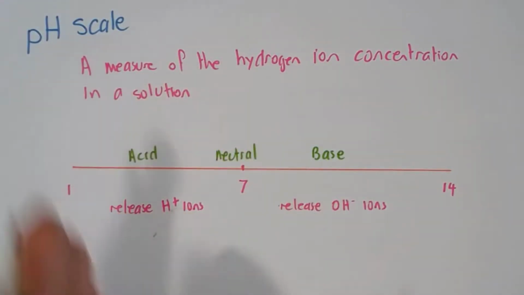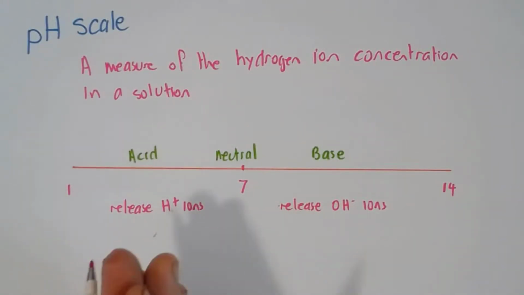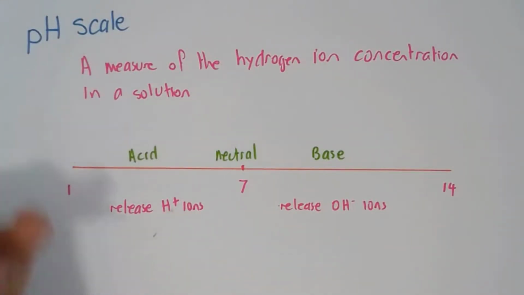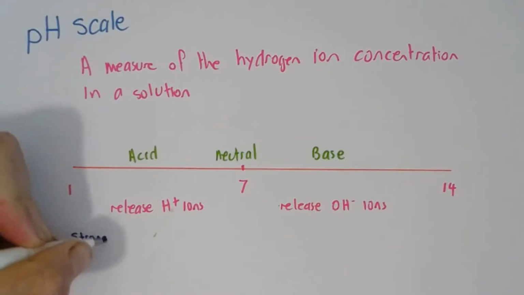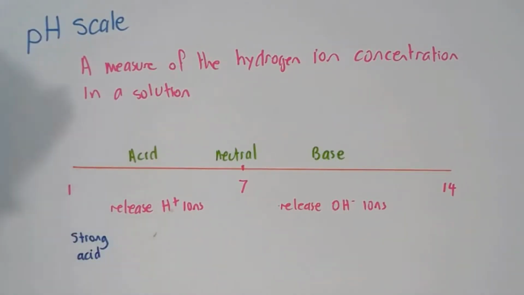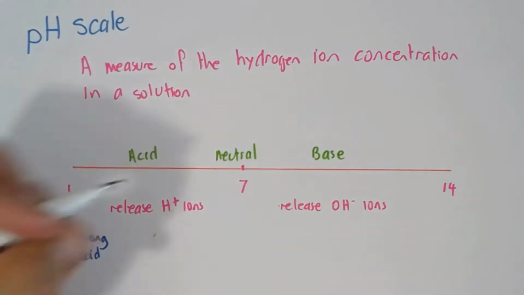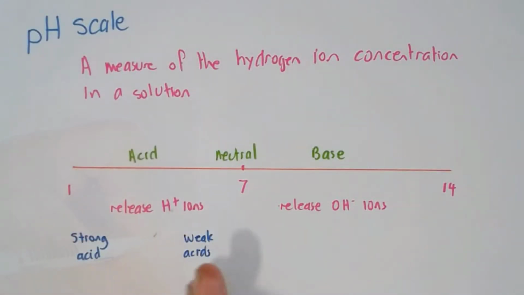So why do we have a scale for our acids and our bases? Well, it's because some acids more readily release their hydrogen ions than others. So acids down in the 1 range are what we call strong acids, and closer to neutral, around 5 and 6, are weak acids. What that means is that they don't as readily release their hydrogen ions into solution.